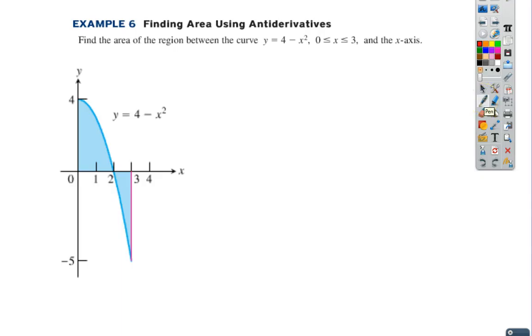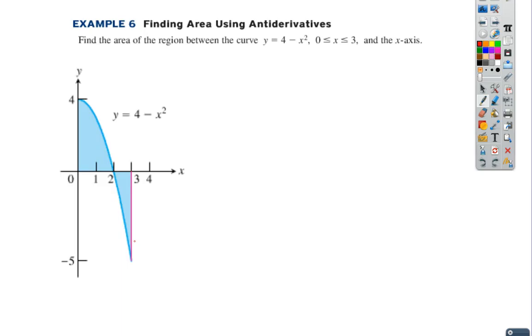It says here, find the area of the region between the curve y equals 4 minus x squared from 0 to 3 and the x-axis. As you can see, I've got two sets of shaded area. I want to find this, and I want to find this. But what makes the fundamental theorem of calculus great is I don't have to set this up as two separate integrals and add it together.